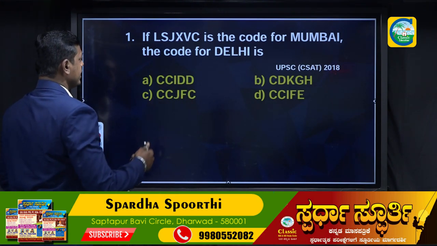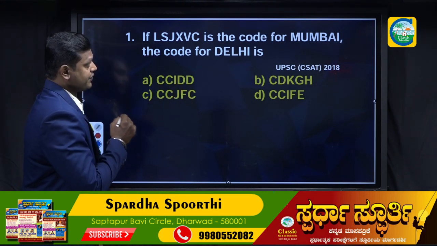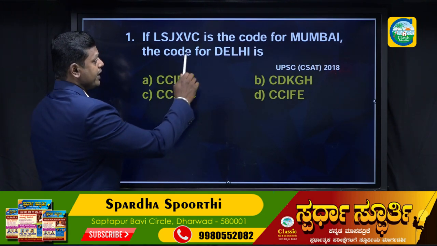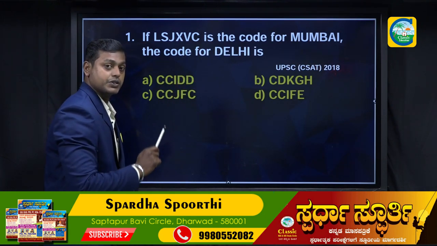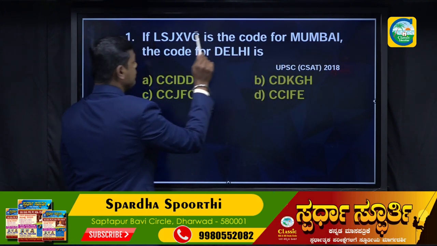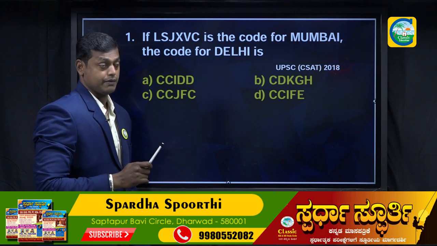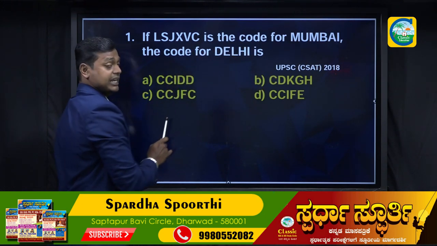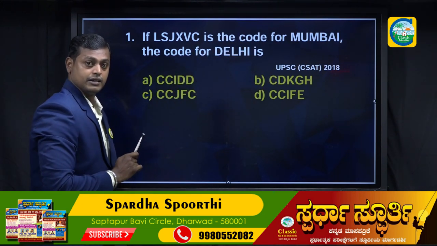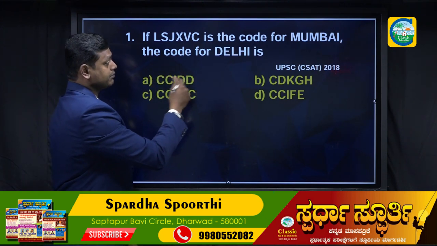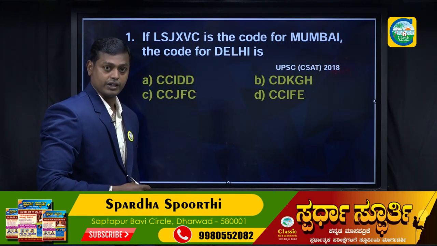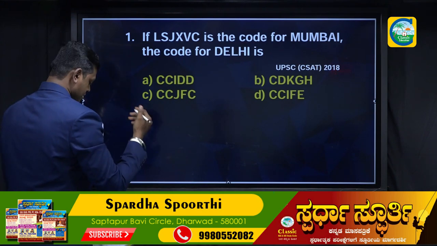So I'll write it down here, how we have to solve. Friends, before finding the answer for Delhi, first we have to get to know how this code came for Mumbai, what sequence, what series they have used. On the basis of this, we can easily predict how the Delhi code will come. It will be easy for us. So let me see here. I write it down here.